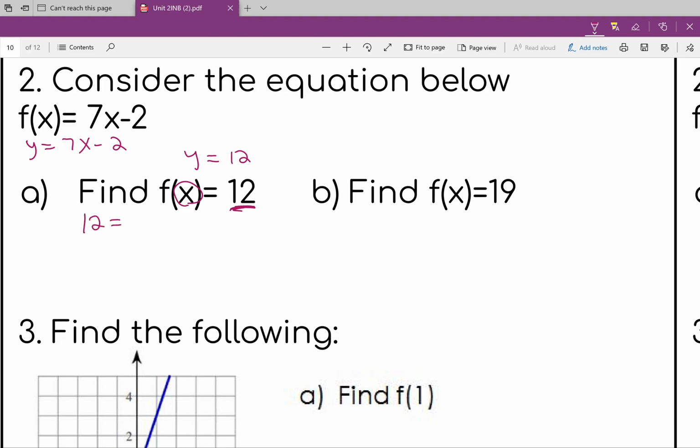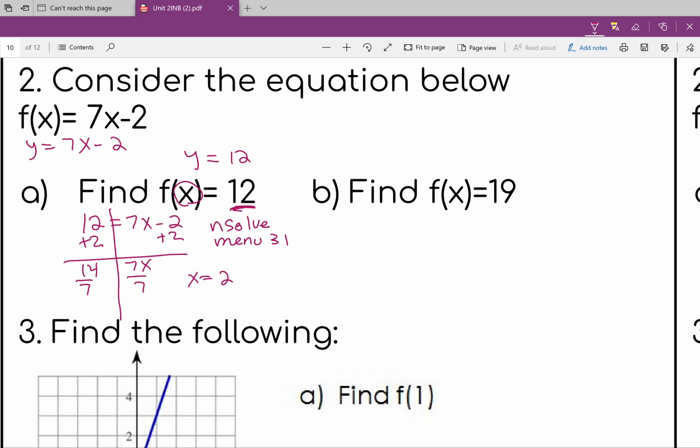So 12 is equal to 7x minus 2. And then we're going to solve. Remember, you can solve this using nSolve, menu 3-1. Or we could solve it by hand. So I'm going to go ahead and solve it by hand. I'm going to add 2 to the other side, and I get 12 plus 2 is 14. It's equal to 7x. Divide by 7, divide by 7. I'm left with x is equal to 2. Since x is equal to 2 and y is equal to 12, this is the point 2, 12.